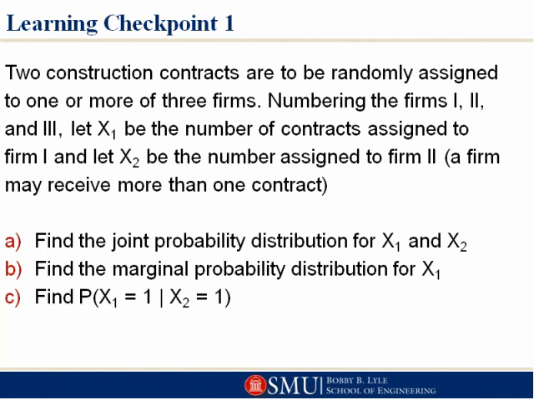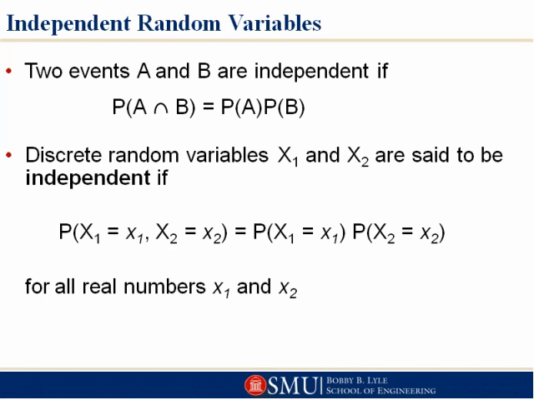Okay. So as before, you have the solutions out there on the blackboard that you can retrieve. Just try it out, check them out. Independent random variables. Two events, A and B, are independent if the probability of A and B is equal to the product of the probabilities of A and B. That should sound familiar from what we've talked about before.